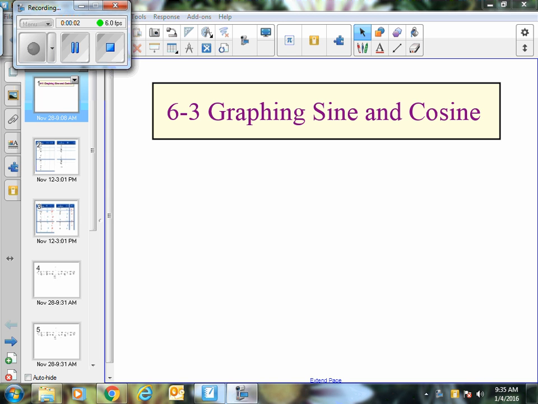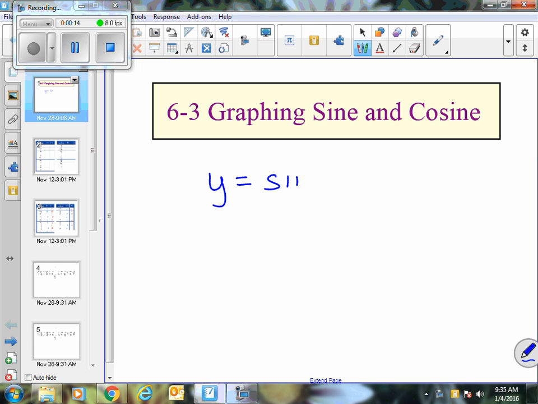All right, everybody. So we're going to start with our graphing now for our trig functions. We're going to be graphing sine and cosine today in section 6.3. So we're going to be graphing these two equations: y equals sine of x, and then y equals cosine of x.